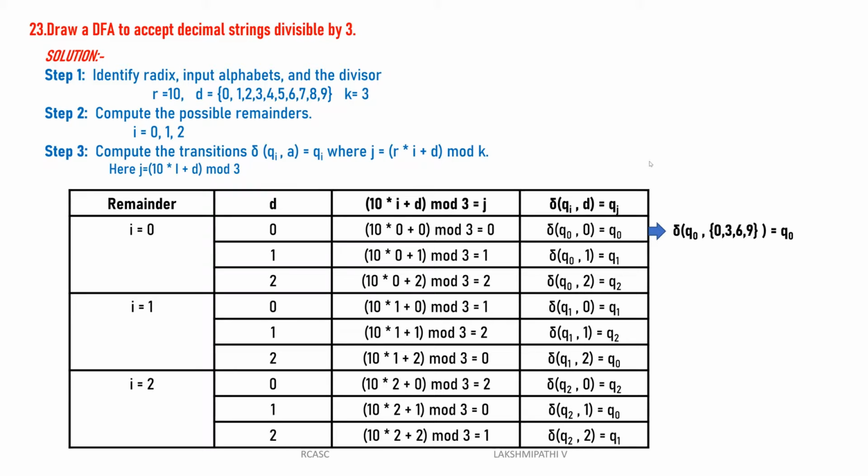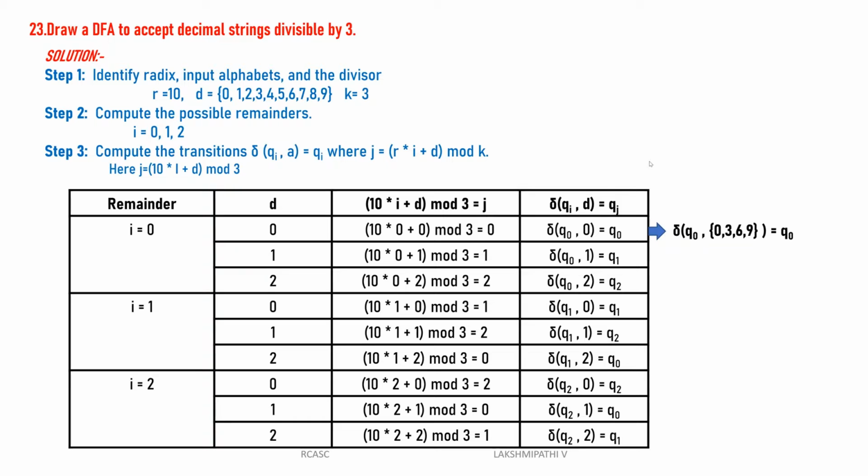So I will show you that problem. First we take the radix R, which is 10. First D is equal to 0, with I value 0 and D value 0. 10 into 0 is 0, 0 plus 0 is 0, and modulo 3 is 0 only. If we get J value also 0, then the transition of Q of I, with I value 0, and D value 0, goes to Q0 only. That indicates the transition of Q0, Q3, Q6, Q9: Q0 of 0 goes to Q0, Q0 of 3 goes to Q0, Q0 of 6 goes to Q0, and Q0 of 9 also goes to Q0.